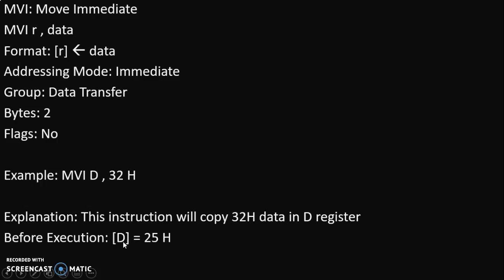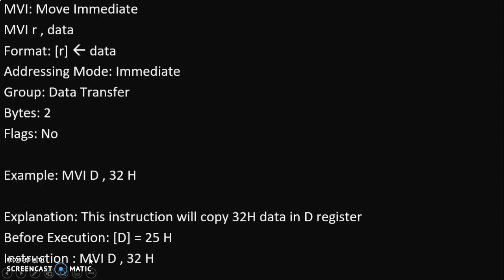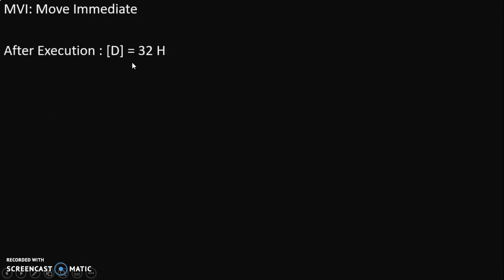Before execution, let's say that the content of the D register was 25H, and if we execute this instruction MVI D, 32H, then after execution the content of the D register will become 32H.